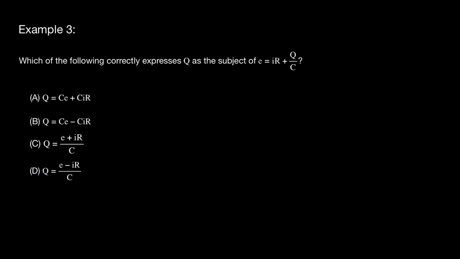Alright, let's have a look at the final problem now. So example 3. Which of the following correctly expresses Q as the subject of E equals IR plus Q over C? So it's a multiple choice question. So pause the video here. Try and identify which is the correct solution.